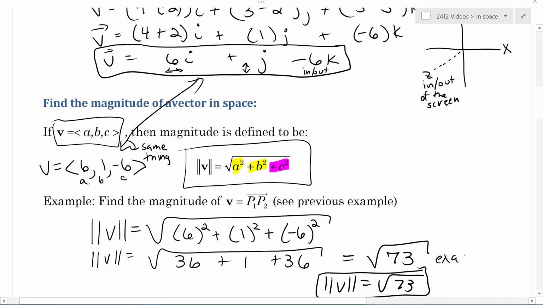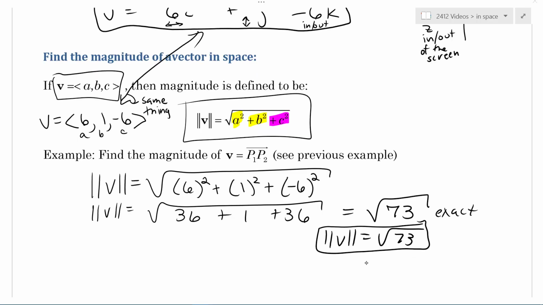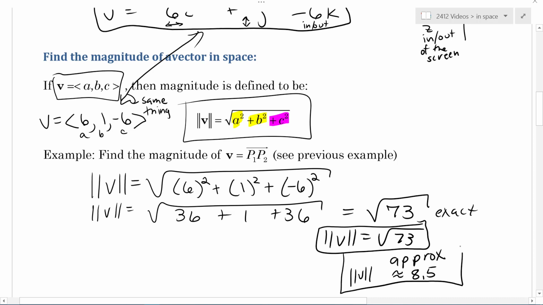If you want, you could put that into your calculator also to find an approximation. So the approximation, put into my calculator, I get about 8.5 if I round that to the nearest one decimal place. So it depends upon what you're asked. Are you asked for approximation or exact? Make sure that you can give both.